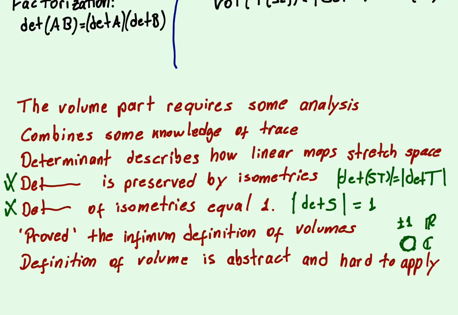One student said that in this lecture we proved the infimum definition of volumes. I don't think we can prove a definition. What we did is we gave a definition of volume by taking the infimum over countable unions of balls or boxes, rectangles that cover a region, a bounded open set in Euclidean space, and we proved properties about the volume defined that way.